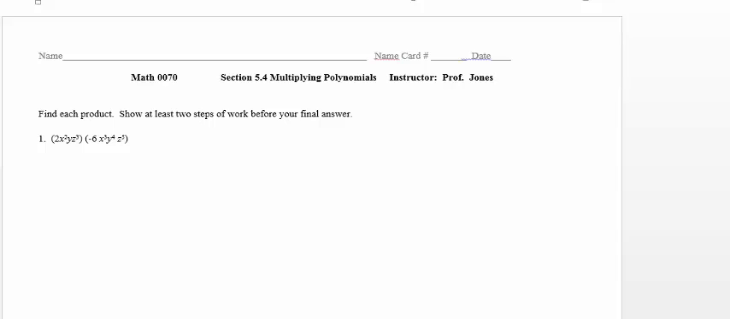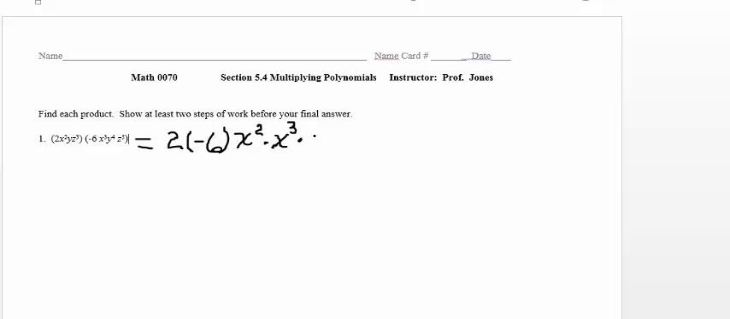Let's take a look at the worksheet for section 5.4. We're going to multiply these two monomials. And so we're going to multiply the coefficients, and then we're going to multiply the variable expressions that have the same base.